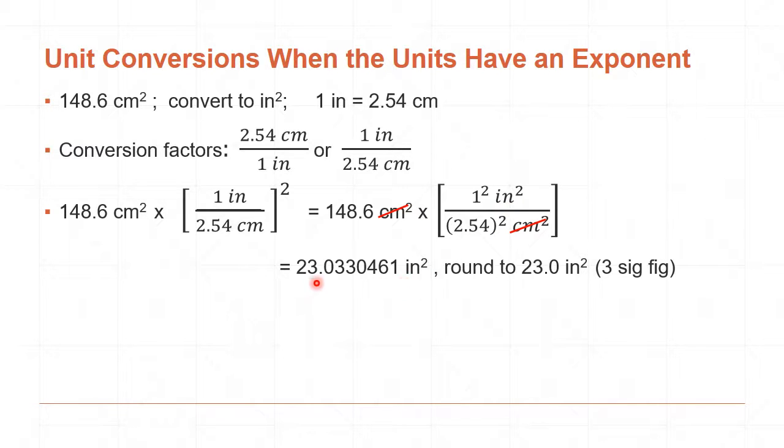And then I have to round. I have 4 significant figures here, 3 significant figures here. Remember, this is exact. So my limitation is 3 significant figures. My last digit I can keep is this one. The next one over is less than 5, so I round down. My final answer is 23.0 inches squared, 3 significant figures total.